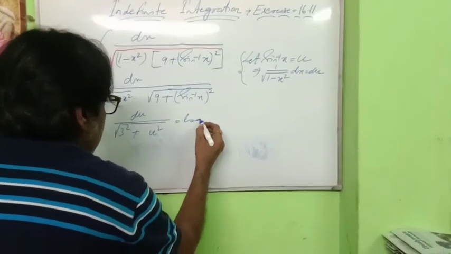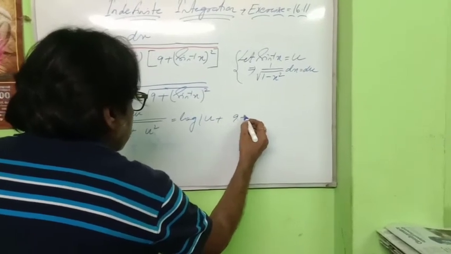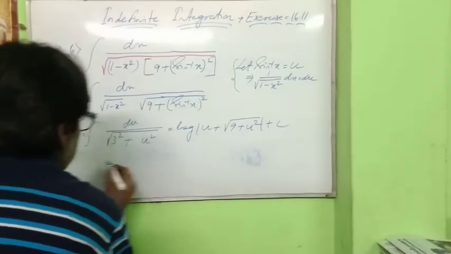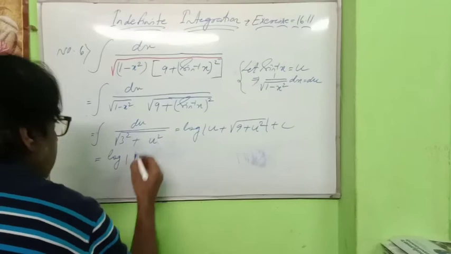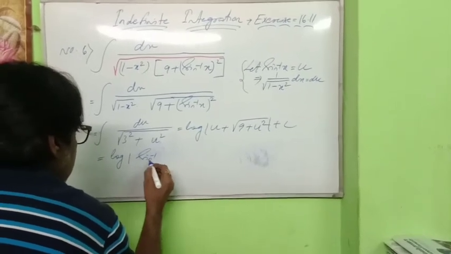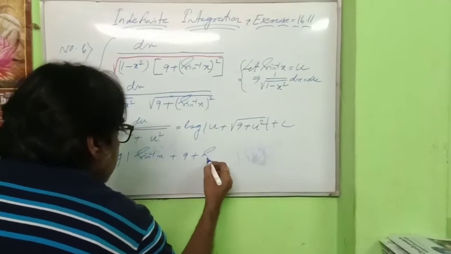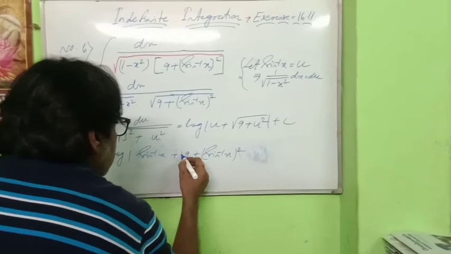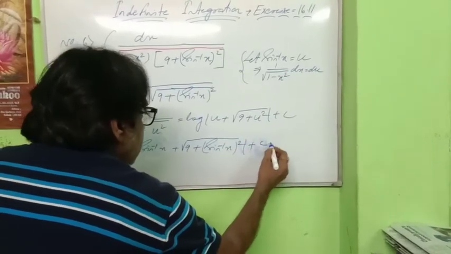The formula will be log u plus root over 9 plus u square, in mod, plus c. Now put the value of u. What is u? U means sin inverse x. So write sin inverse x plus root over 9 plus sin inverse x whole square, in mod. This is the answer of number 6.